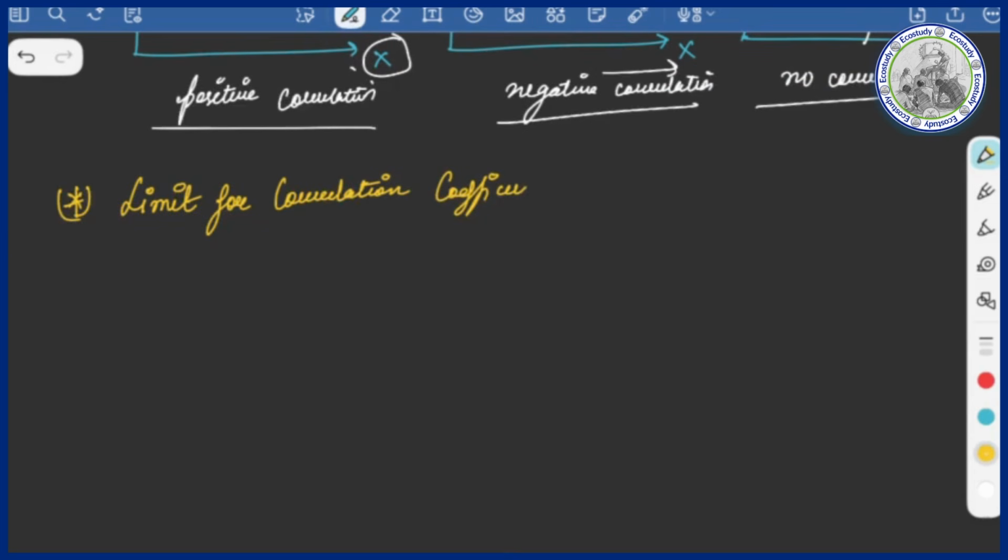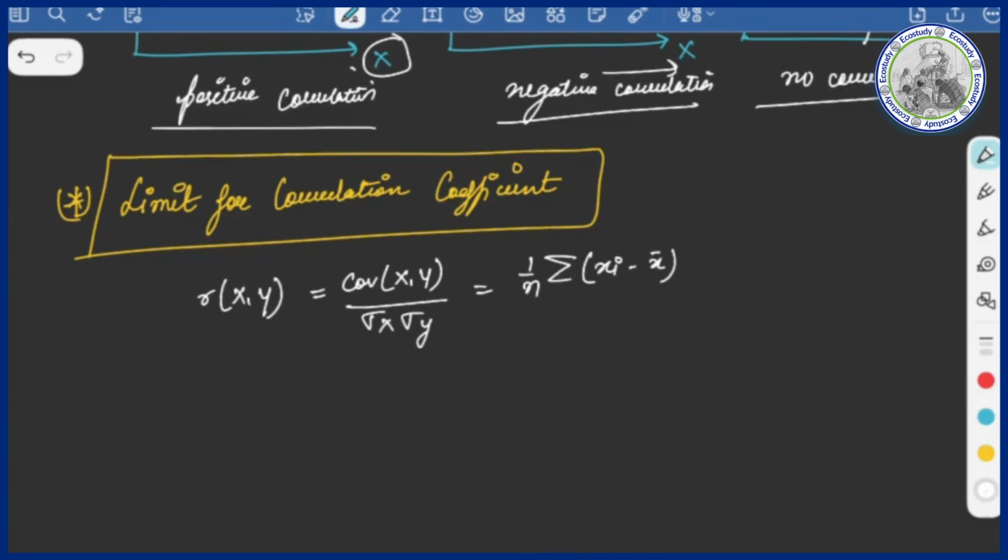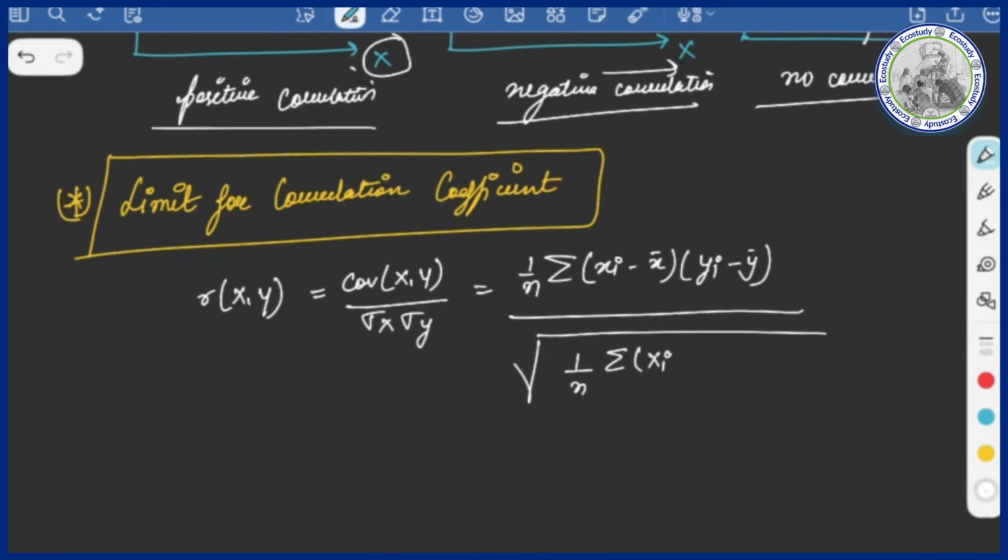Limits for correlation coefficient. Okay, so what we have is the correlation. Always remember the correlation is denoted by r, that is covariance of xy divided by sigma x sigma y, that is 1 upon n sigma xi minus x bar into yi minus y bar, and root of 1 upon n sigma xi minus x bar square into 1 upon n sigma yi minus y bar square.